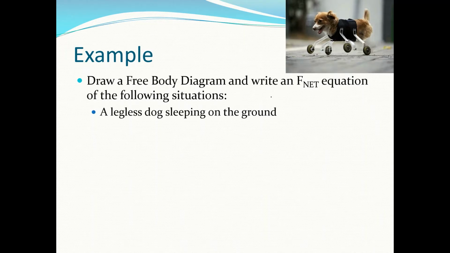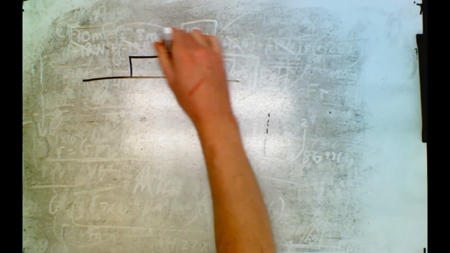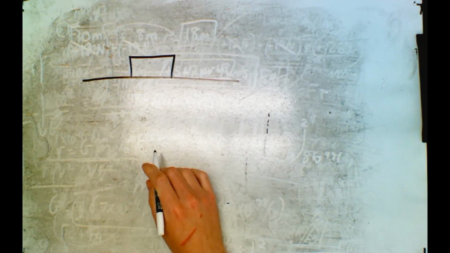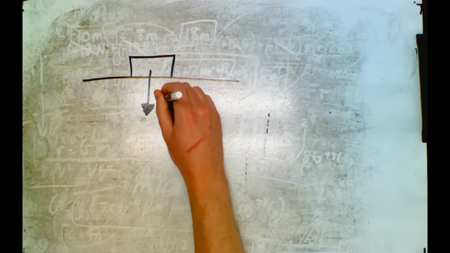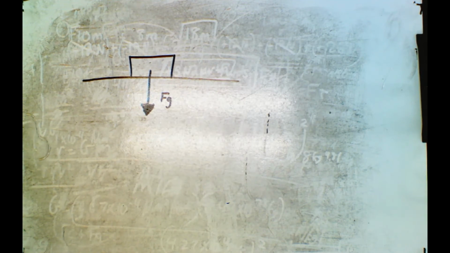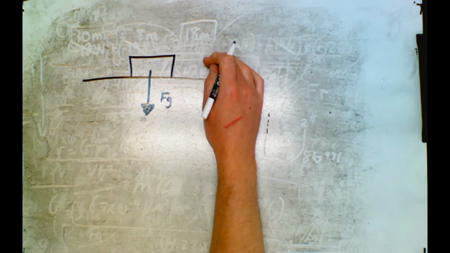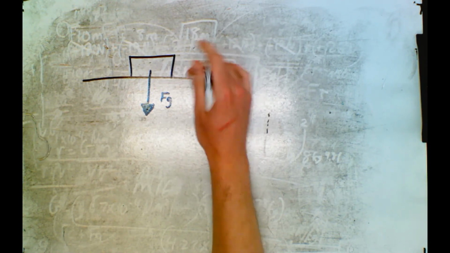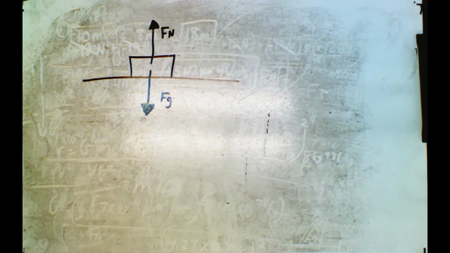A legless dog sleeping on the ground. Okay, so I'm going to switch my screens, and we're going to draw free body diagrams for the legless dog sleeping on the ground. So I'll draw the ground. This is a legless dog, and I can draw the forces acting on it. If you're on the earth, you'll always experience a force of gravity, right? And if you're on a surface like the ground or a table or anything like that, you experience a force normal. Because this dog is not moving, it's just stationary, what that means is that my force of gravity is going to be the same size as my force normal.